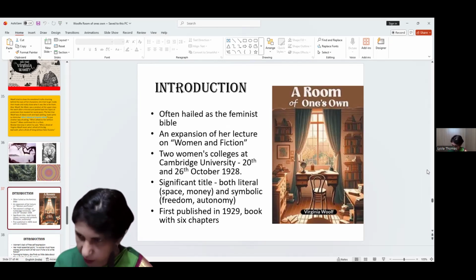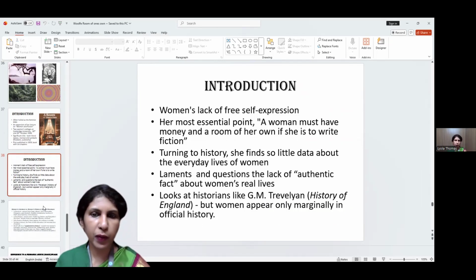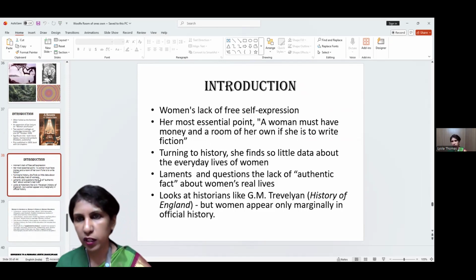And the title is very significant because the literal meaning is that a woman, if she has to write, needs space and money, and also the symbolic meaning, as a woman, if she has to write, she needs freedom and autonomy. And this was first published in 1929 as a book with 6 chapters. But we, of course, will be dealing with only the 3rd chapter.